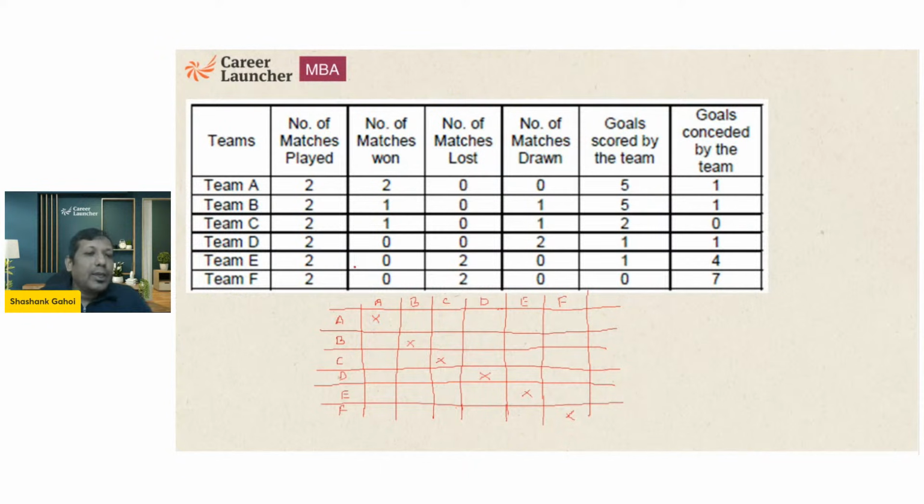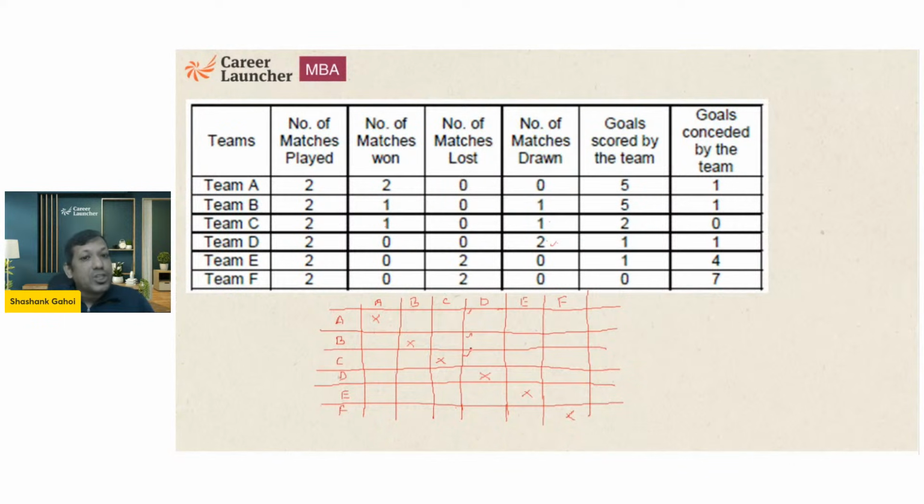Okay. A is playing 2 matches against whom? I don't know. And A is winning both the matches. Team B is playing 2 matches: 1 match is won, 1 match is drawn. C is playing 2 matches: one is won, one is drawn. D is drawing both the matches. It means there is a match between B and C, B and D, and C and D.